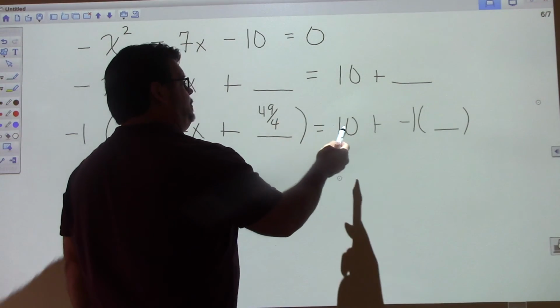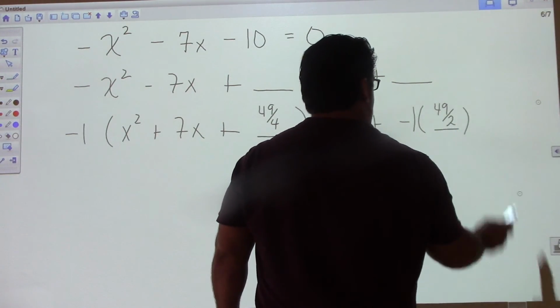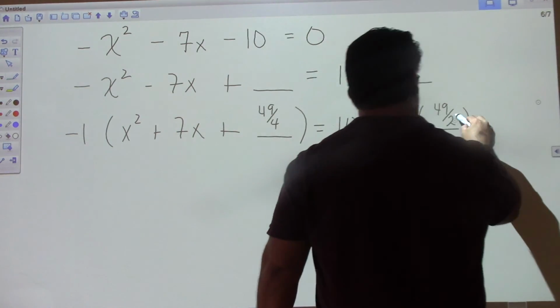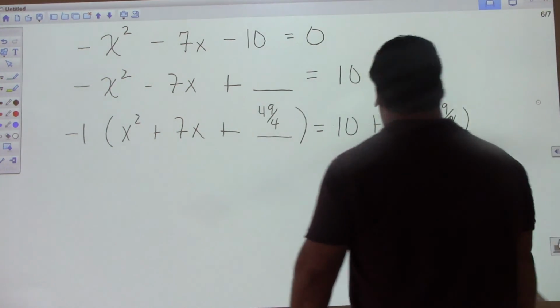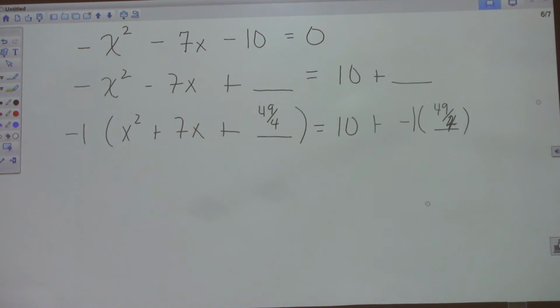Now do you see why people use completing the square? How hard is squaring 7 halves? I mean, honestly. 7 squared is 49. 2 squared is 4. What do you rely on for completing the square? Basic math.